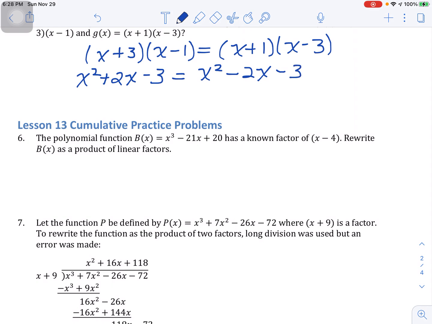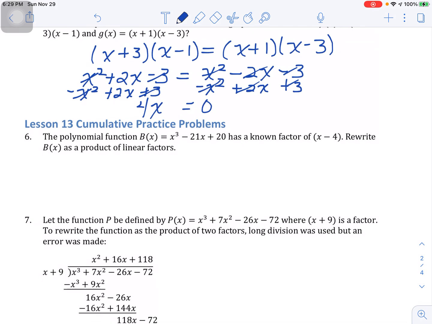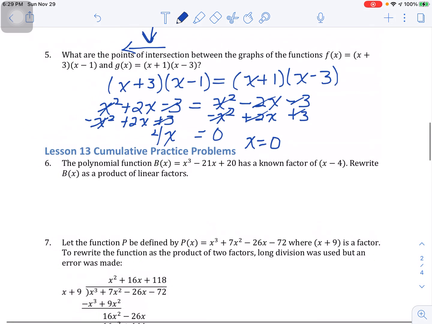So when I start setting this equal to 0, I'm going to move all of these terms over to the left side, and when I do that, these terms cancel, these terms cancel, these all went to 0 like I wanted them to, and I get 4x is equal to 0. So dividing both sides by 4, my solution here is x is equal to 0.